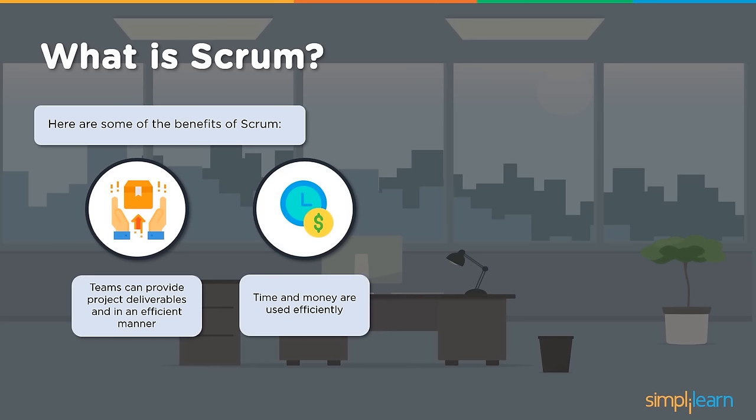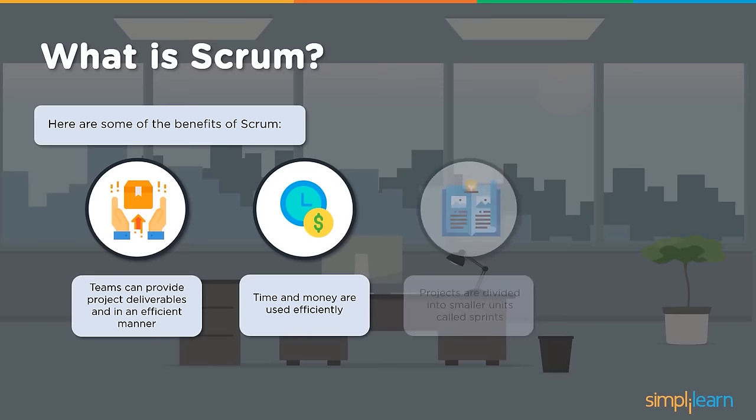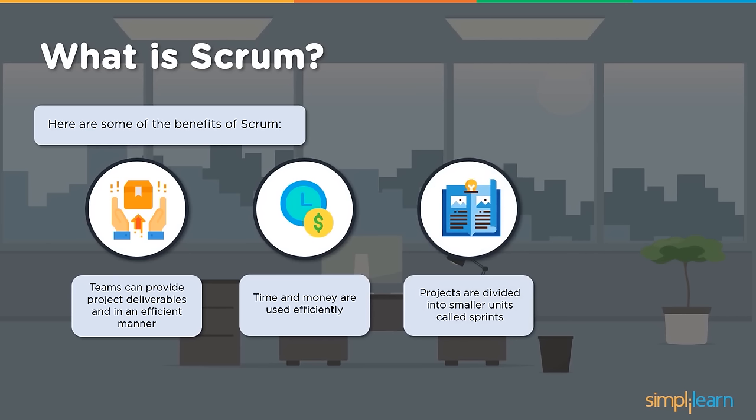Since we are creating a small working piece in every iteration, the experience of using that would also be there and quick feedback will come back, so that time and money is saved and we are delivering in time. Projects are divided into smaller units called sprints. These are the quick iterations of activities I was speaking about, which happen when an organization adopts the Scrum methodology. It is called a sprint.